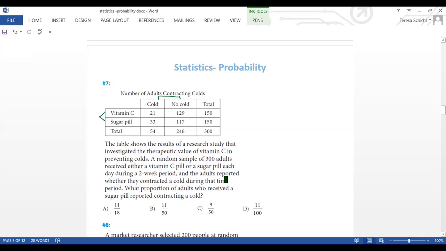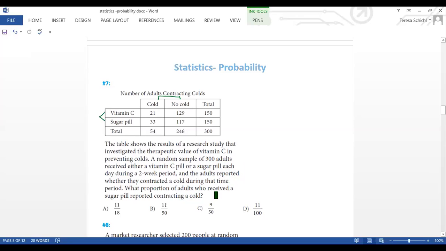Okay, so it tells you the table shows the result of a research study that investigated vitamin C therapies in preventing colds. A random sample of 300 adults received either vitamin C or a sugar pill over a 2-week period. And the adults reported whether they contracted a cold during that time, all right?